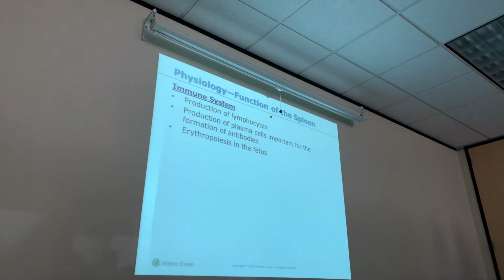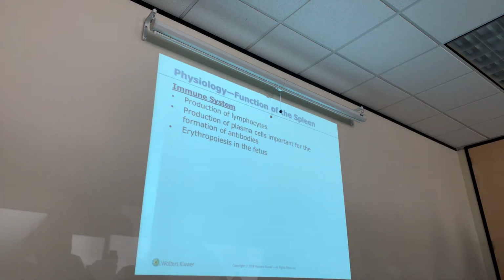Which one is dedicated to filtration? Red blood cells. The red pulp. Which one is made up of lymph tissue that's arranged around the splenic arterial? White pulp.